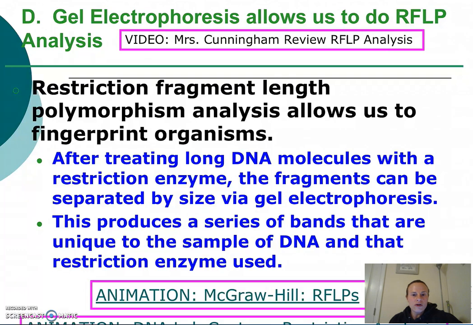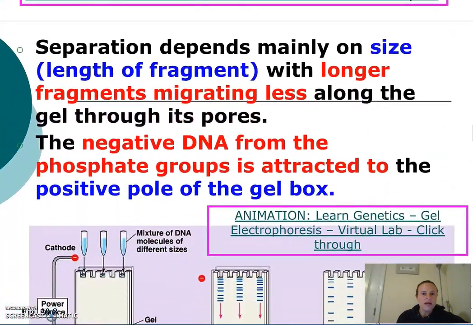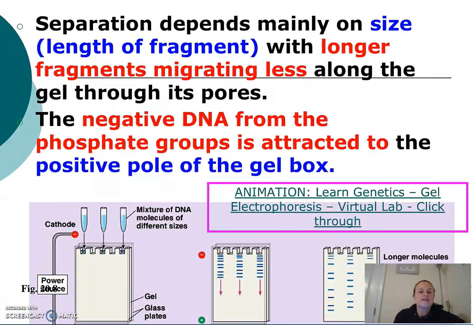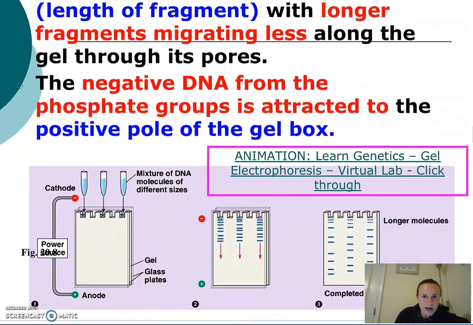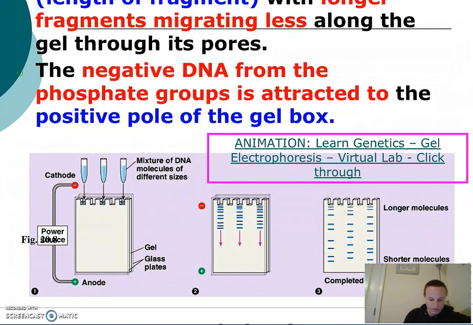So after treating long DNA molecules with a restriction enzyme, the fragments can be separated by size via gel electrophoresis, which produces a series of bands that are unique to the sample of DNA and unique to the restriction enzyme that's used. As I said, the separation depends on the length of the fragment, where the fragment is measured in base pairs. The longer fragment will migrate less down through the gel. And let me show you what I mean.